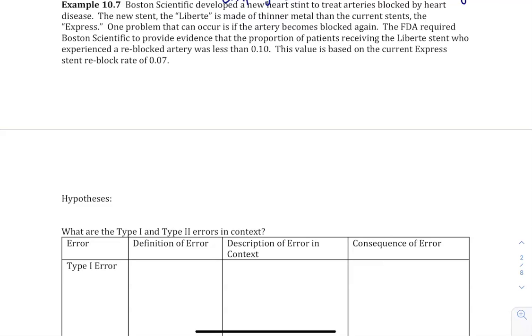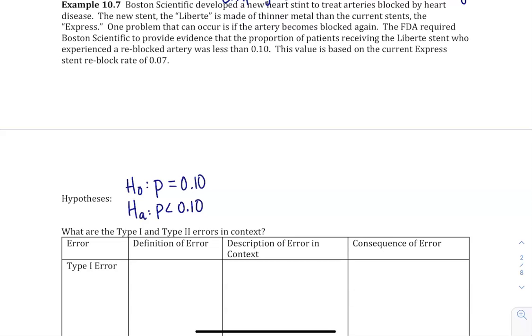So we need to think about our hypotheses here, and the first one is that it's equal to 0.1. Okay, so that's what the FDA is stating, like if you meet this, you're okay. And if it's 0.10 or greater, the FDA is going to have a problem with it. What we want to see is that it's actually less than that.